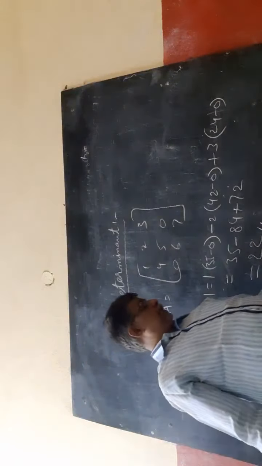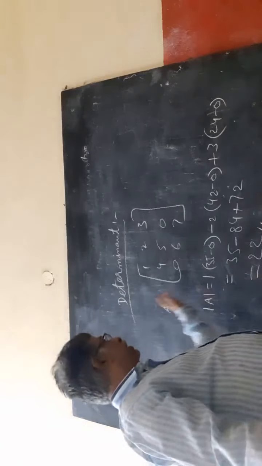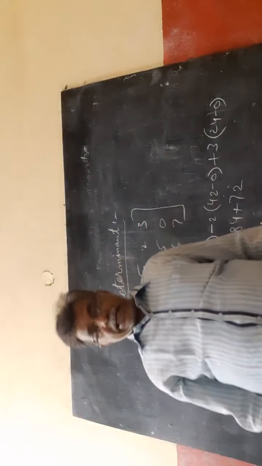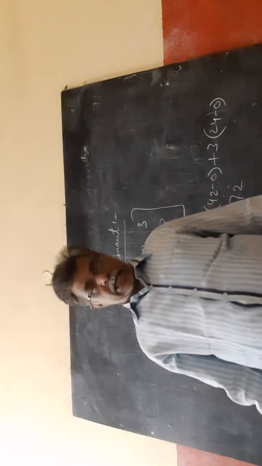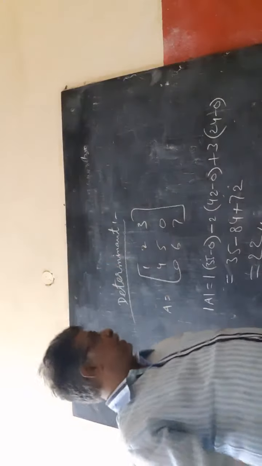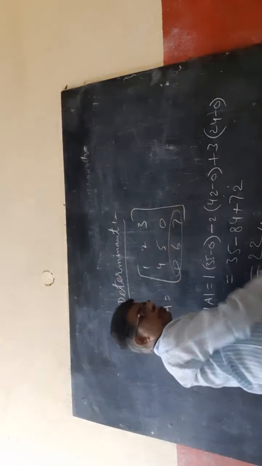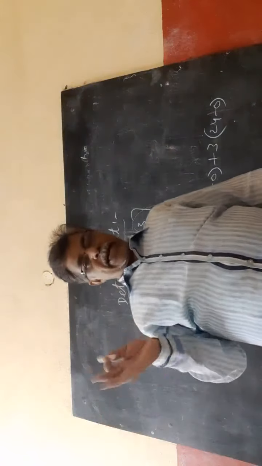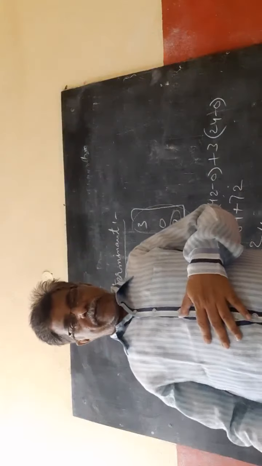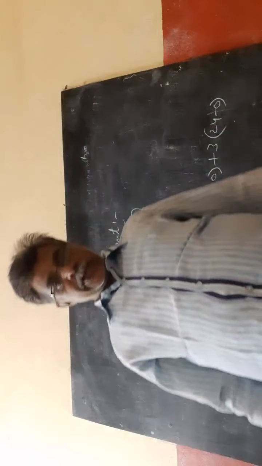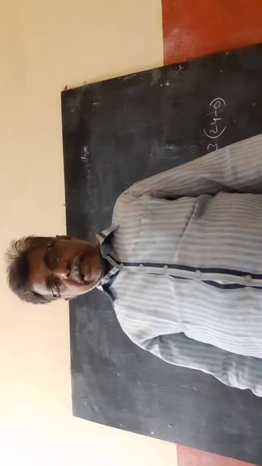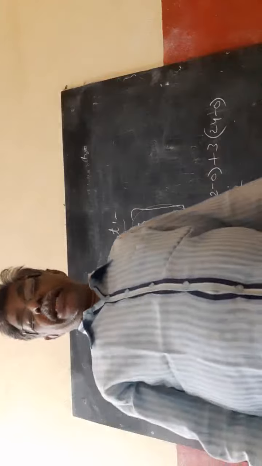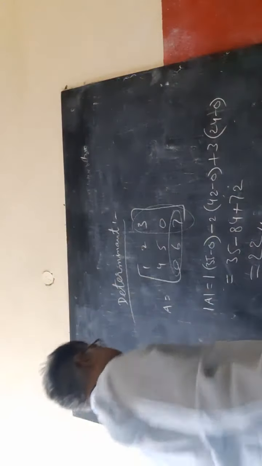So this is the determinant of A. The determinant of A is nothing but the elements of any row or column multiplied by their corresponding cofactors and added together. You can take this row, or you can take this column, take their corresponding cofactors, multiply and add together, and that gives you the determinant of that particular matrix. That is the determinant.